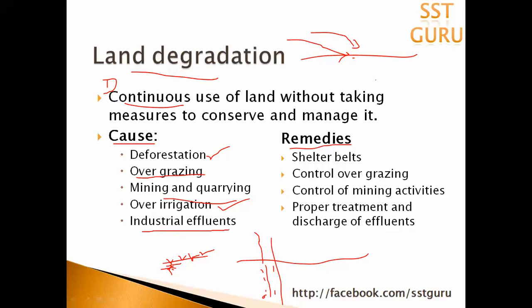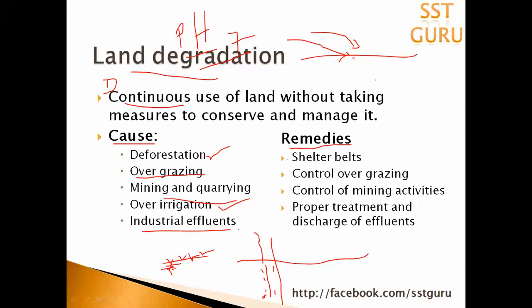Now coming on to industrial effluents. The land also has a pH. pH is the concentration of hydrogen ions in the land. Ideally, like water, the pH of land should also be around 7. But when industrial effluents are let out into the land, this pH is altered. The soil becomes acidic, or the soil becomes basic. Then people may face problems in their groundwater, or their crops may not grow because of the wrong pH. Okay, so these are the causes of land degradation, just these 5 points.